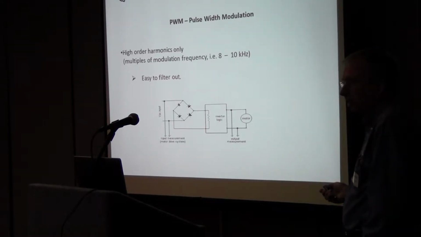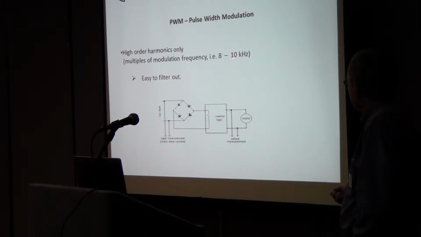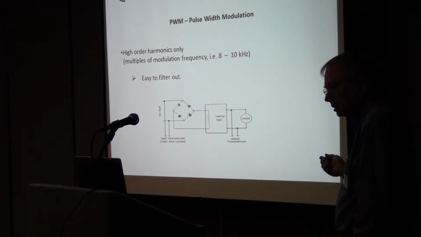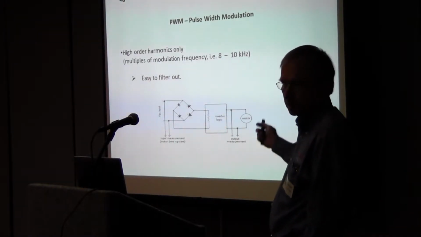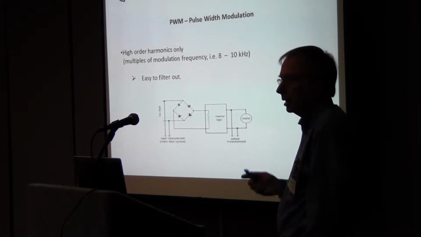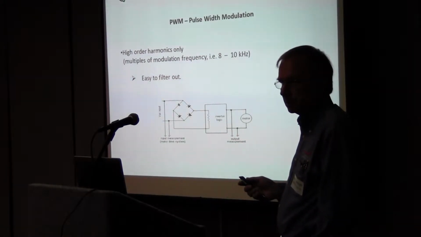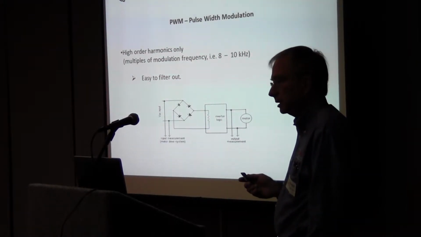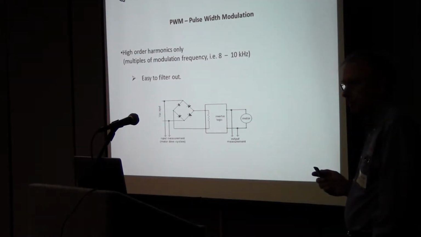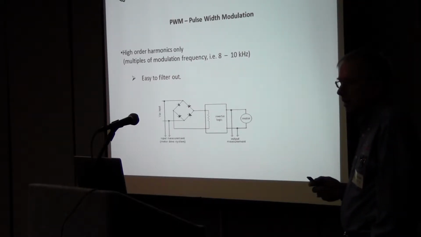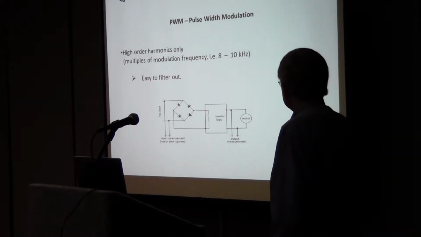So now if the PWM frequency is 10 kilohertz, the lowest harmonic you have to worry about is 10 kilohertz, and the next one's 20 kilohertz, and 30 and 40, and so on. That's a lot easier to filter out than 60 and 180 hertz and things like that. So that's why people like to use PWM inverters at high frequencies, because you can handle the harmonics more easily because they're in high frequencies.